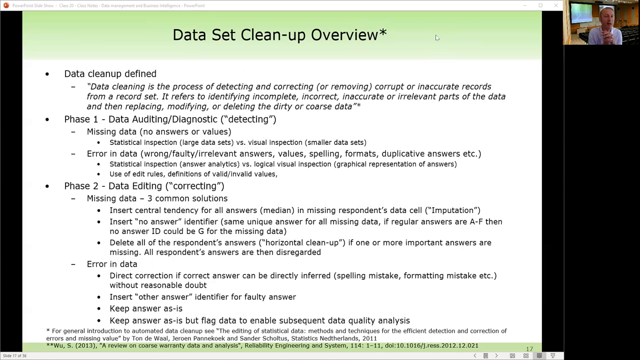Now, when we handle the data, of course, we need to clean it up. So what does it actually mean to do data cleanup? Well, basically, it only involves two major phases. First of all, we have to audit the data and detect whether the data is dirty or not. And then once we have detected the dirty data, we have to correct it one way or another, or edit it, either by inputting data into the missing data area or handling missing data, and then handling errors in the data. So the data editing or data cleanup is typically handling missing data and handling errors in the data.